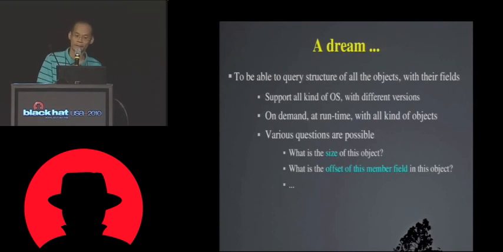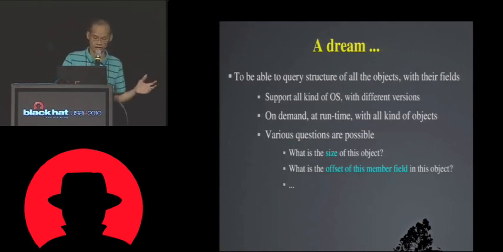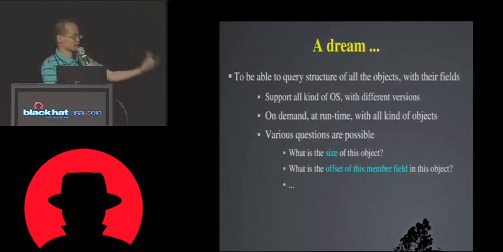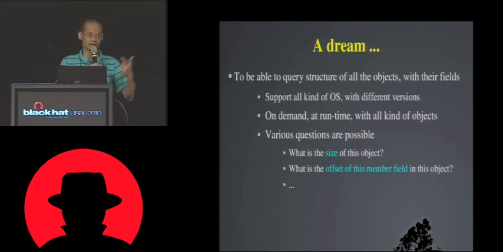So I have a dream. I want to be able to query the structure of all the objects in the Windows OS with all the fields inside each object, and I want to do that with all OSes, not only Windows. And I want to do that on demand at runtime, not at compile time, with all kinds of objects. And I want to answer many questions. First of all, I want to know the size of these objects. I want to know the offset of this member field inside this object.